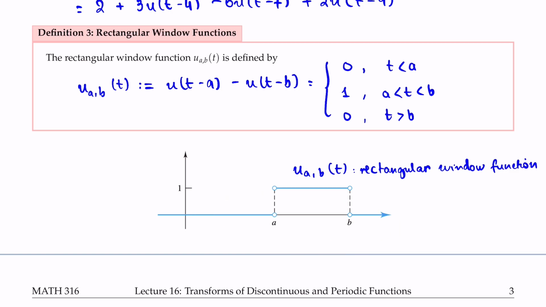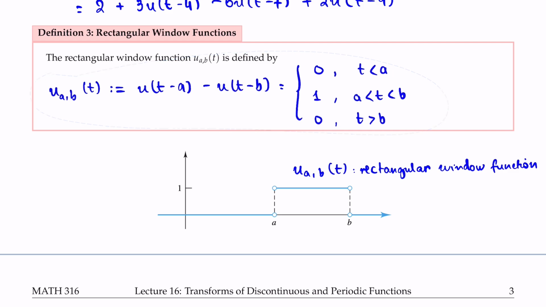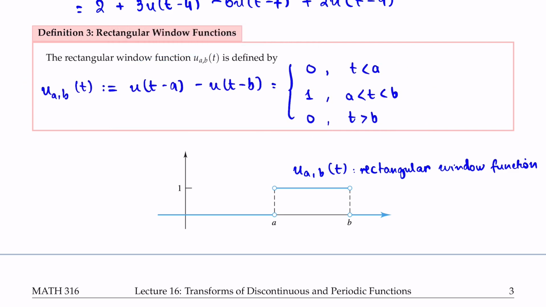Another way to represent this piecewise function is, instead of the two 0s here, to write 1 when t is between a and b, and 0 otherwise. So that is another way to write the rectangular window function. Again, I'm going to show you where this is coming from.